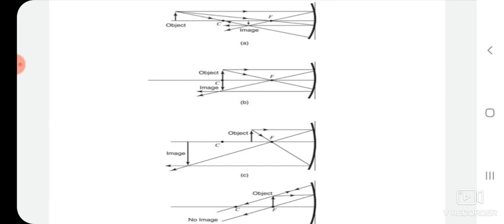Real images are always inverted, upside down, with regard to the original object. In this figure, the light rays from the bottom of the objects are not drawn.